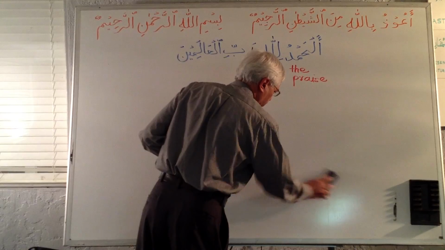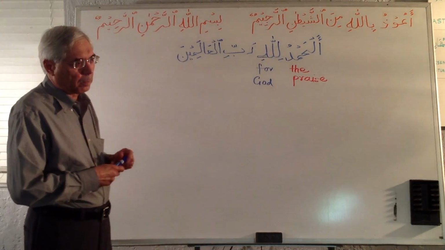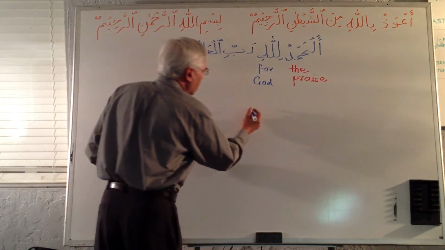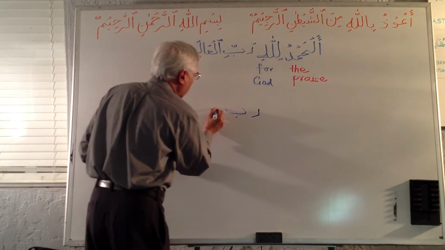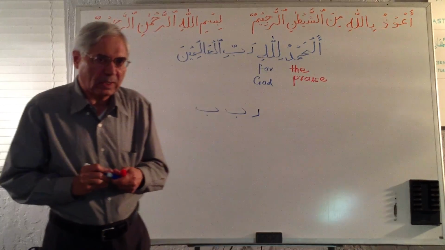Okay. So the word should be Rabbun then, right? Exactly. So let's start with the next word. That starts with these three letters: Ra, Ba, and Ba. These are the three root letters of the next word.